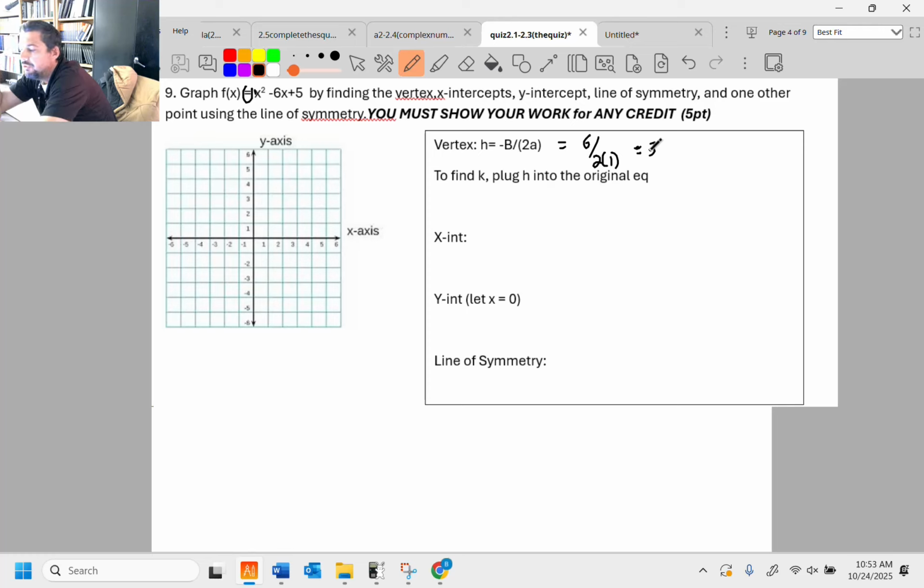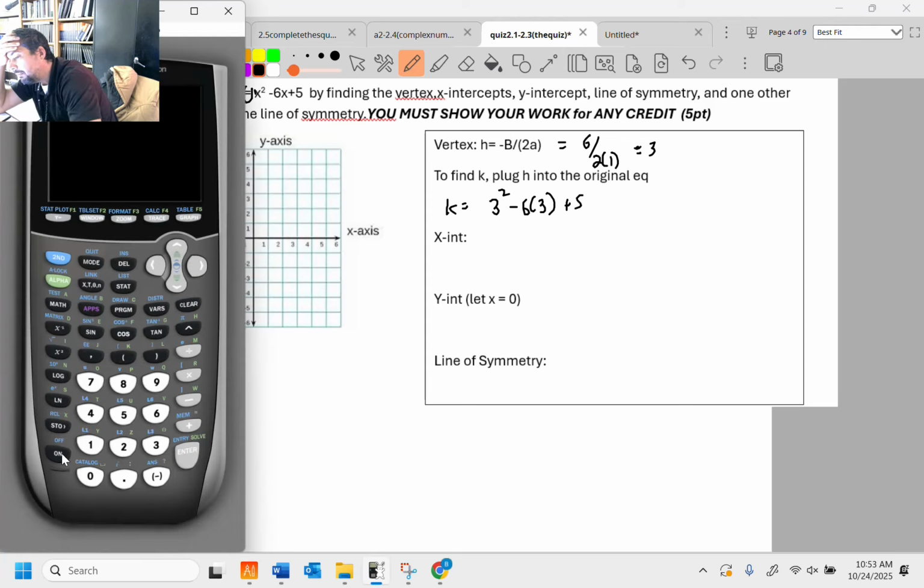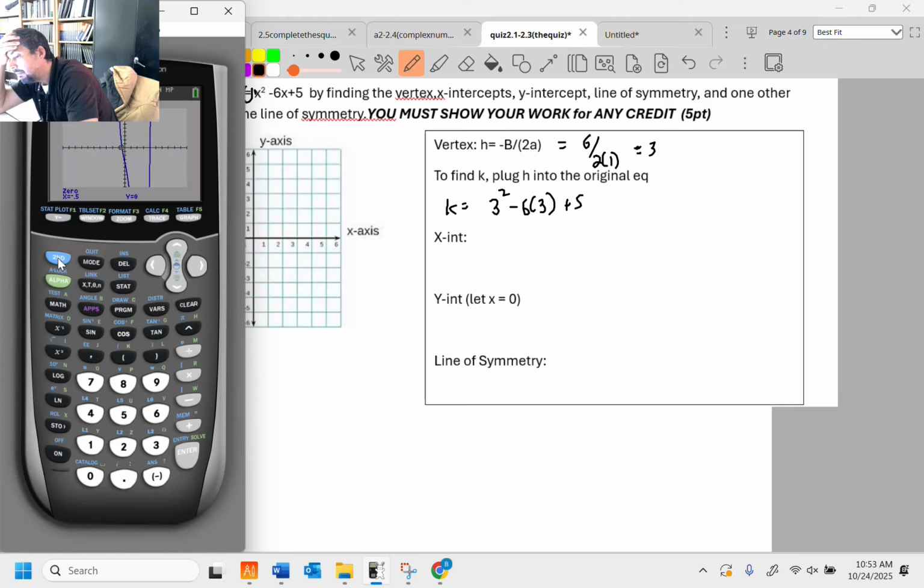Now, what am I going to do with that number? I'm going to plug it back in. So k happens when you plug a 3 in. It's 3 squared minus 6 times 3 plus 5. Now, I talked about this. A lot of kids wrote this and then they got the wrong answer. Like, if you're a button pusher and you know it, be a button pusher. So what do we got? We got 3 squared minus 6 times 3 plus 5. I hope it's -4. My brain's just off. It is -4.